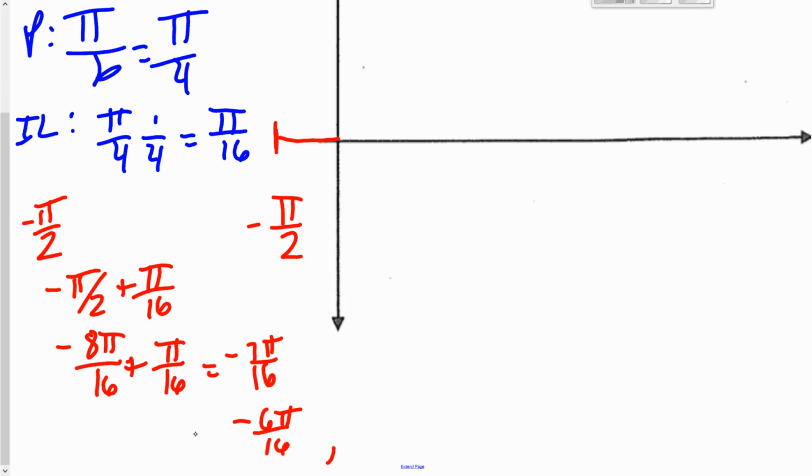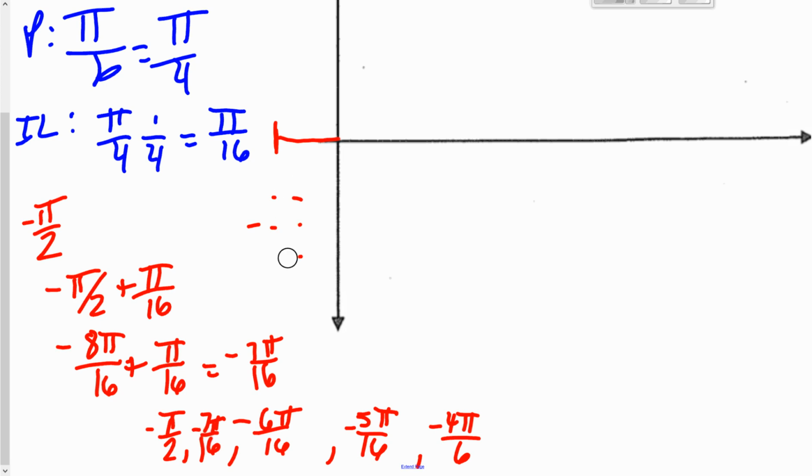Then negative 7 pi 16ths, then negative 6 pi 16ths, and then you get negative 5 pi 16ths. And the last one is negative 4 pi 16ths. So they're all negative, right? So I'm just going to change my x-axis, not make this as difficult. Okay, so negative pi halves, we start.